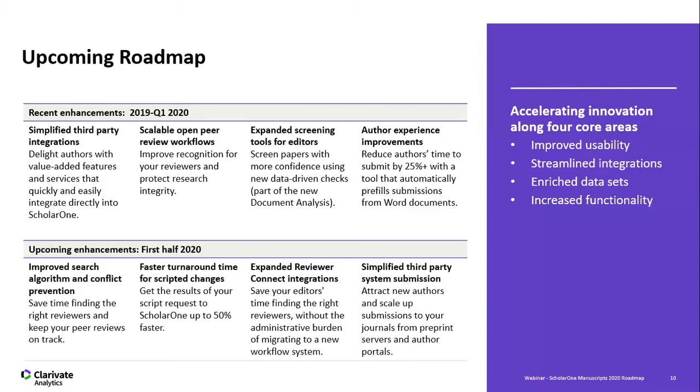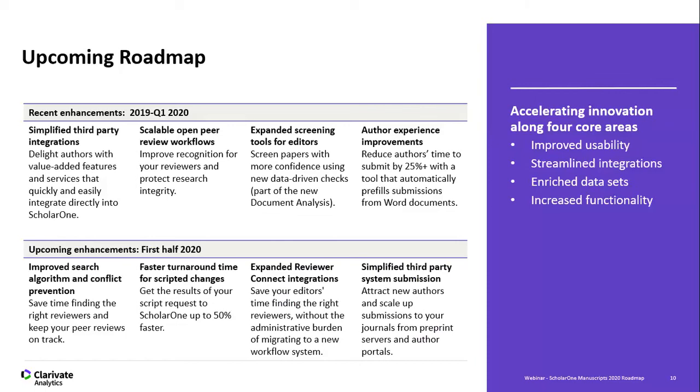And upcoming, we've got continued improvements to our search algorithm. So for Reviewer Connect and for finding reviewers, we've got new capabilities around conflict prevention, as well as an improved search algorithm to help find the right reviewer the first time. We've got faster turnaround times for some of our things that are escalated within ScholarOne teams. So this will allow us to be much more rapid in responding to many different types of requests that you need to contact us about.